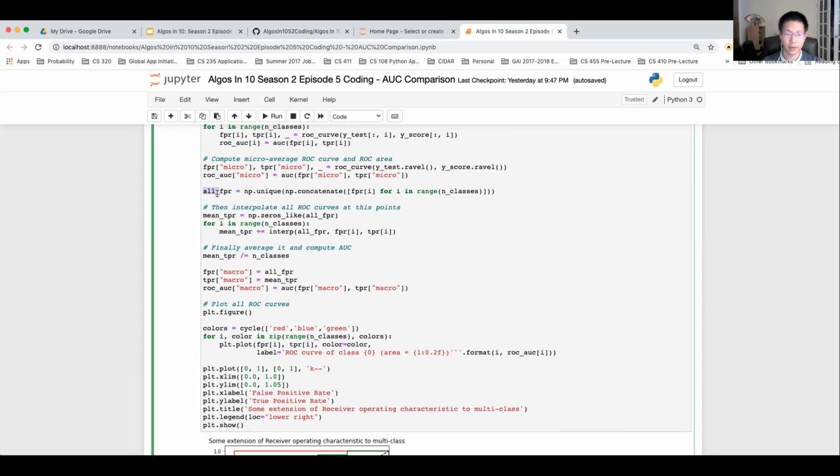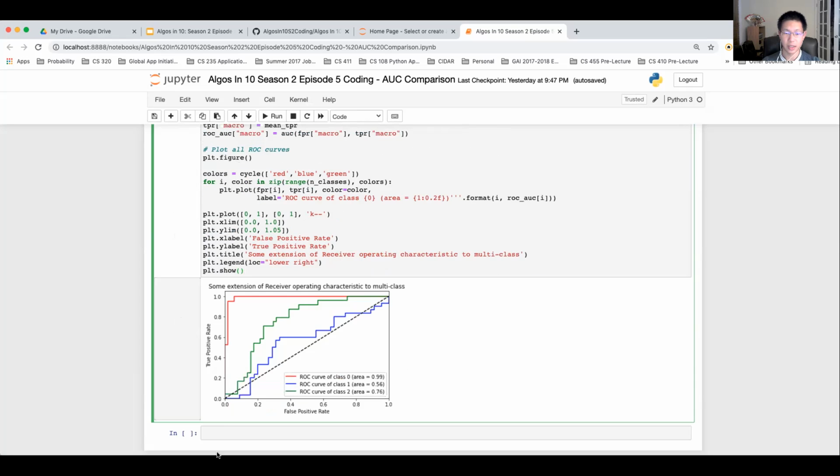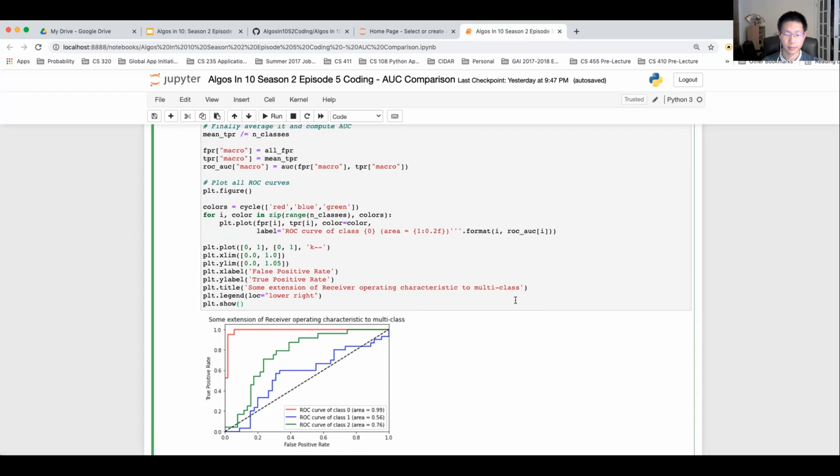And of course, we're going to have all the FPR, false positive rate. And then we interpolate all the ROC curves. This is basically trying to estimate the best points. And finally, average and compute the AUC. And this is something very familiar if you do any Python plotting: matplotlib. I decided to only use 3 colors because we only need 3 things. We need the 0.9 ROC curve, we need the 0.56, and we need the 0.76 as well.